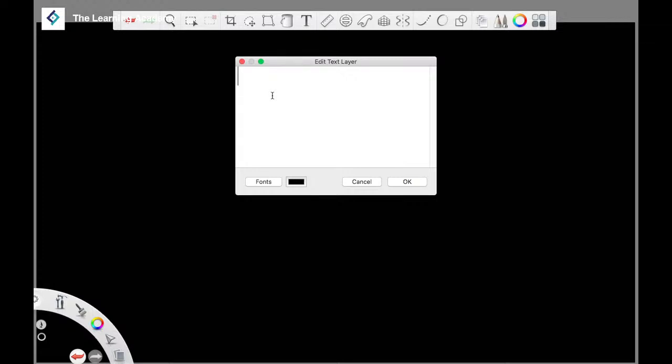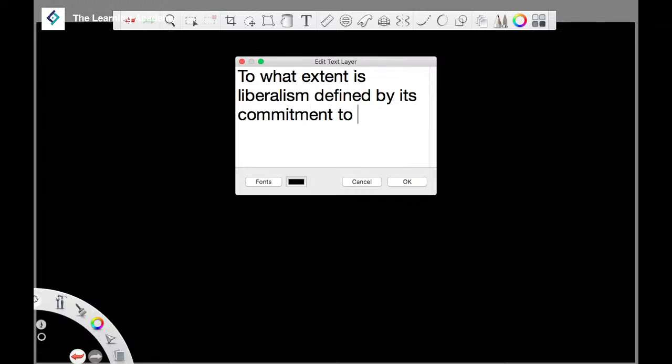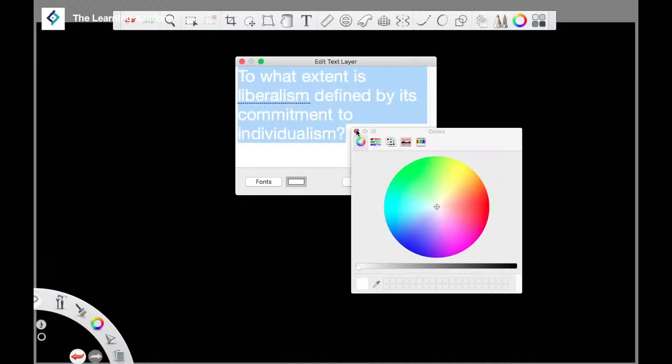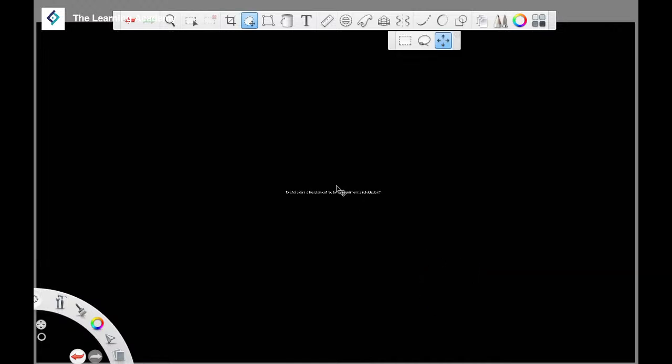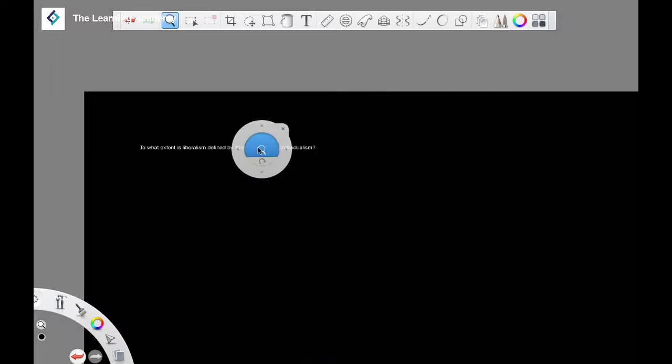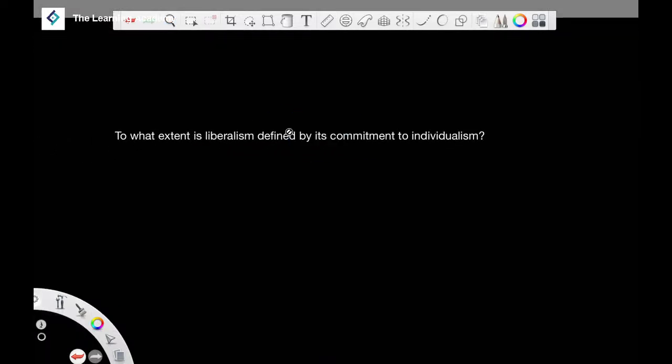So the question we're going to be looking at finally is, to what extent is liberalism defined by its commitment to individualism? So, what do people think about this question for a start? How would people think about answering this question? Let's just put it up here, and let's just zoom in. So, oh my lord. So how would people think about this question?